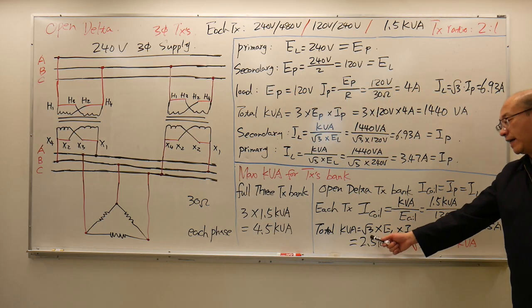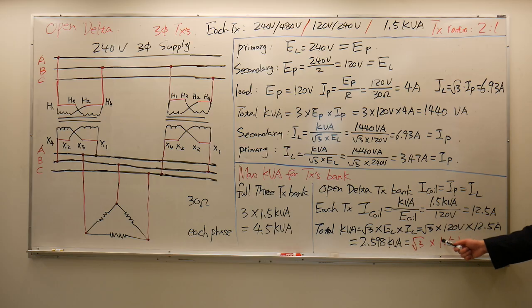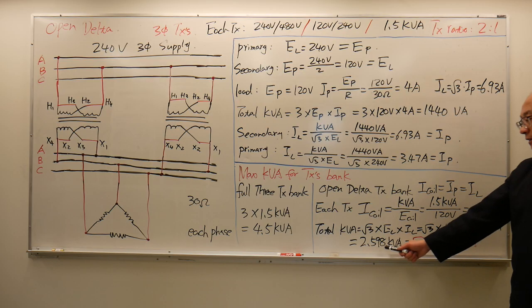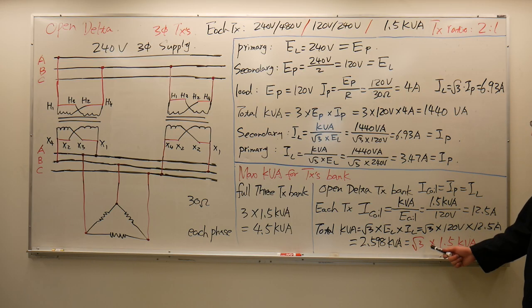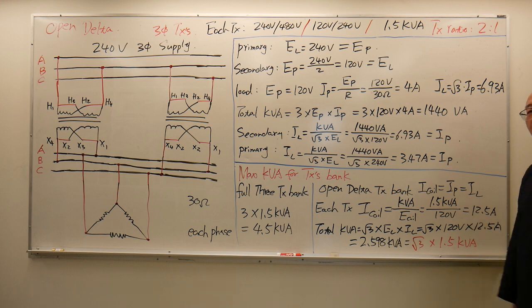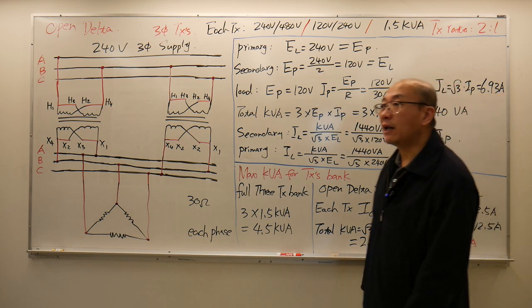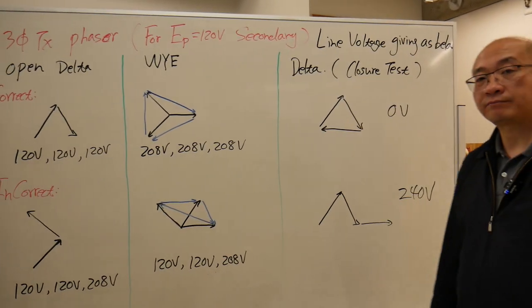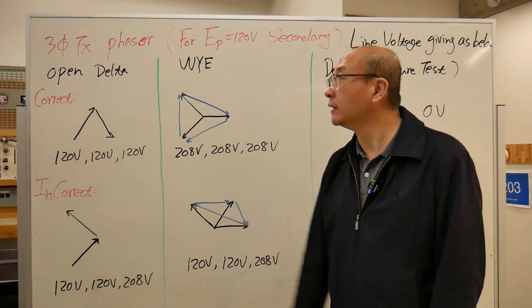So the total kVA is √3 times E line times I line, √3 times 120 volts times 12.5 amps. I got 2.598 kVA. This 2.598 kVA is equal to √3 times 1.5 kVA. So in open delta, the maximum load kVA will be √3 times one transformer's rating. Now let's look at what's going to happen if we connect this transformer wrong in an open delta connection.